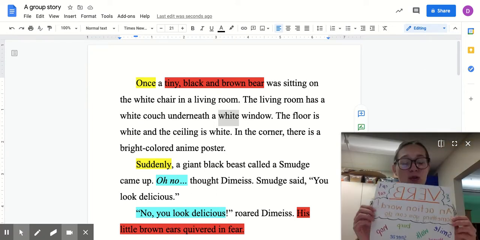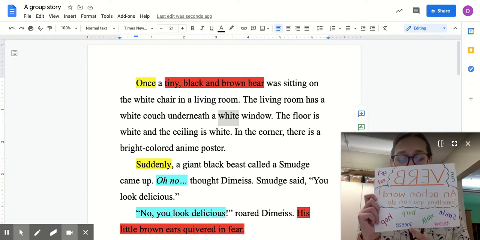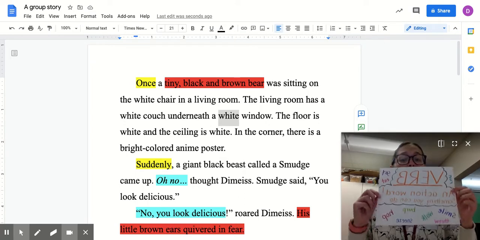So these are all things that you can actually do. You actually can burp. You really can smile. You can throw. You can sneeze. You can hop. You can run. These are things that you can do.